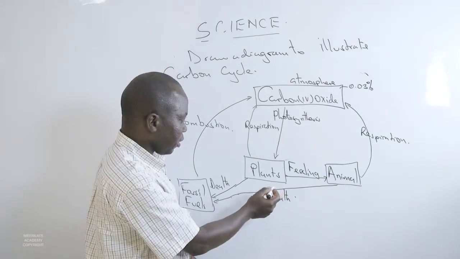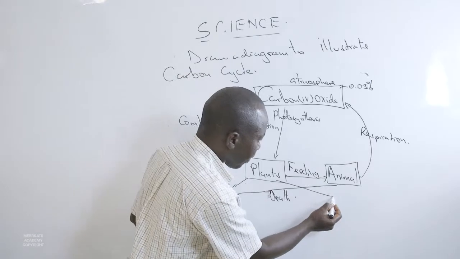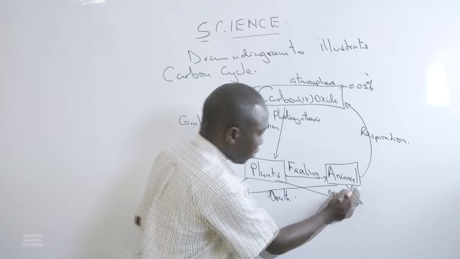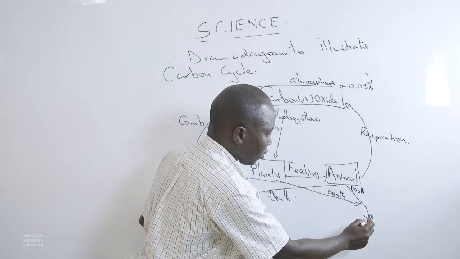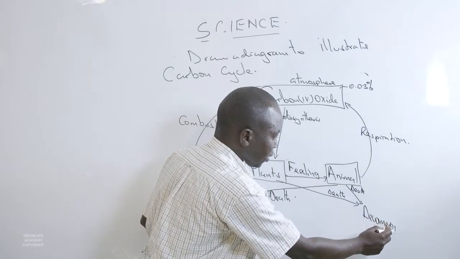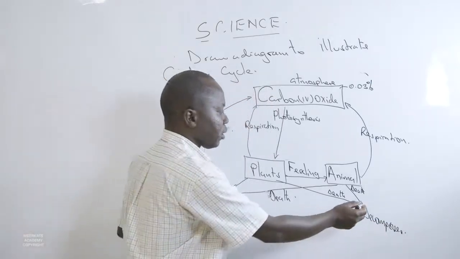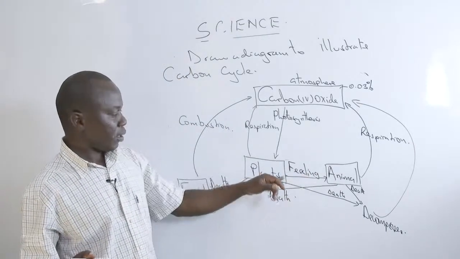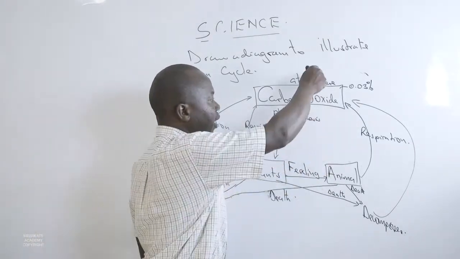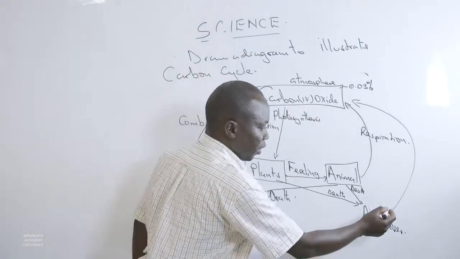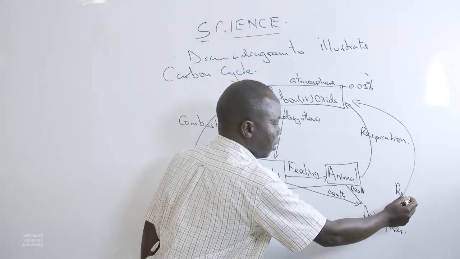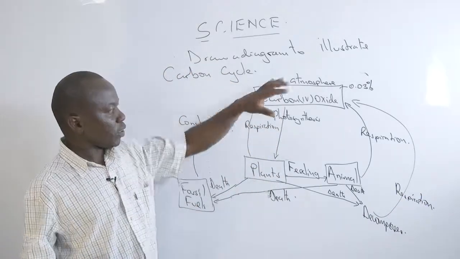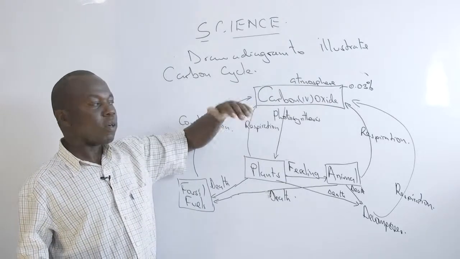And then sometimes these animals and plants at death again, they are going to be acted on by decomposers. So decomposers again will convert the stored carbon in plants and animals back to the atmosphere, through respiration. But not all carbon dioxide in the atmosphere will go back.